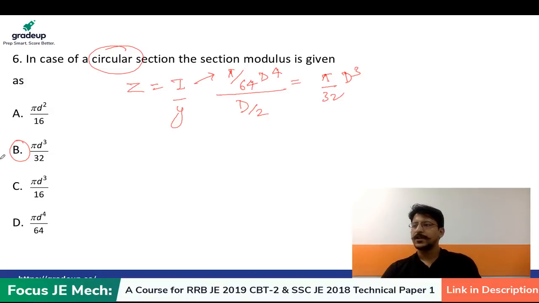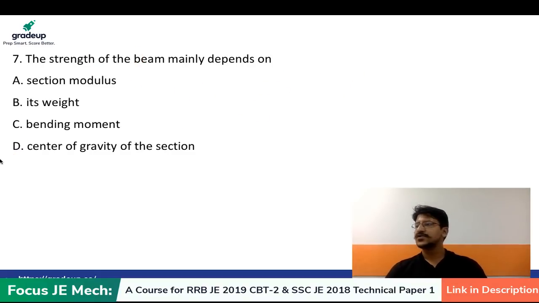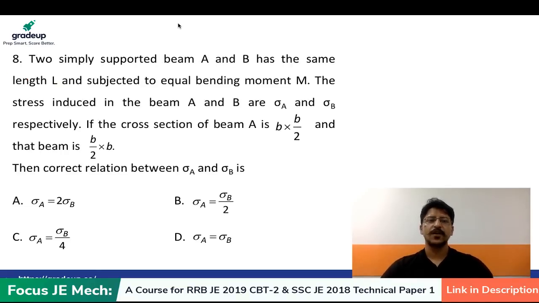Now the next problem says: the strength of the beam mainly depends upon which? Section modulus, its weight, bending moment, or center of gravity of the section. Answers please, fast. Don't take more than 10 seconds in these sort of questions. Yes, section modulus. The strength depends upon your section modulus. Absolutely fine.